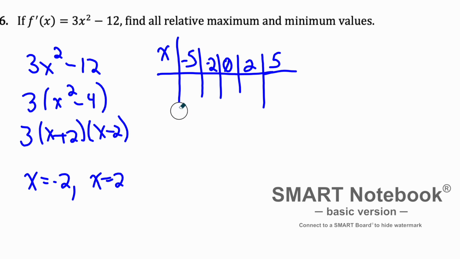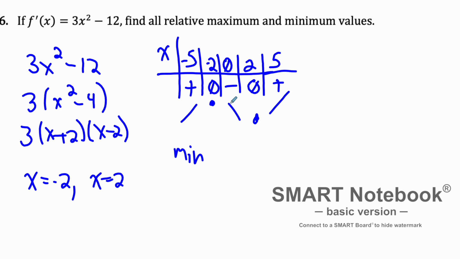All right, so again, let's see what we get here. Now I know -2 and 2 gave me 0. So when I use -5, I get negative times negative, which is positive. 0 is going to give me positive times negative, which is negative. And 5 will give me positive times positive, which is positive. So max and mins, again, we look for where the slope is positive, negative, positive. So for a max, we'd be right here.